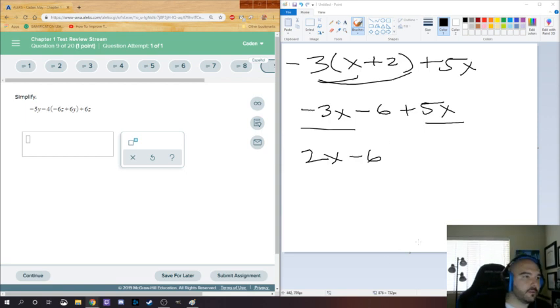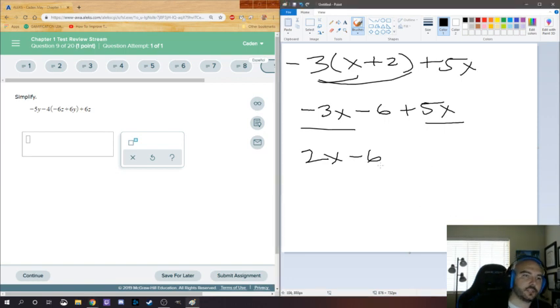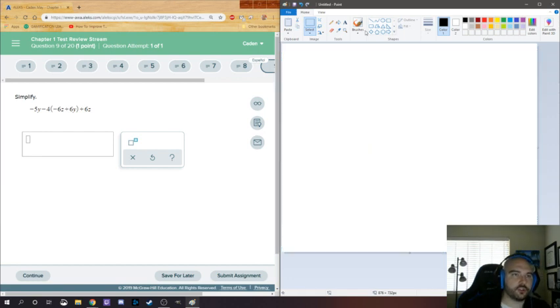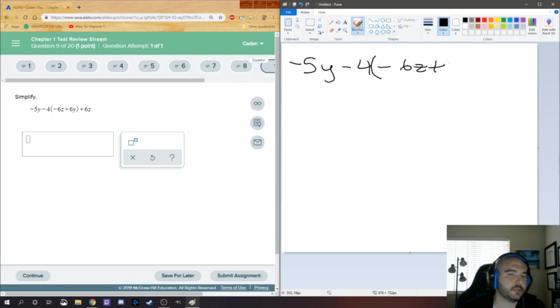Alright, on to the next problem. Oh, simplify that. Okay, so I'm pretty confident you will probably see one like this. You'll notice the first two just had single letters, like my x's on the side here is just x, or on the one before it was just y. However, on this one we got what appears to be y's and z's. 5y minus 4, negative 6z plus 6y plus 6z.